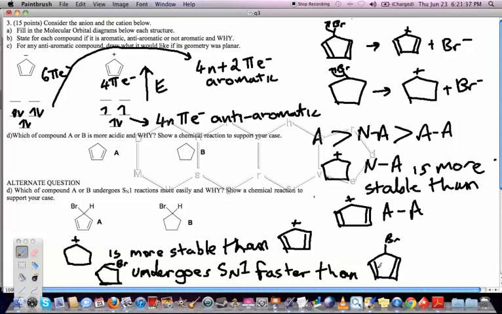Now remember, the rationale of the last statement is that because this forms an unstable carbocation, it's not going to form that cation very quickly. Therefore, any SN1 reaction involving this compound would be very slow. This one would form the cation more quickly and would therefore undergo faster SN1 reactions.